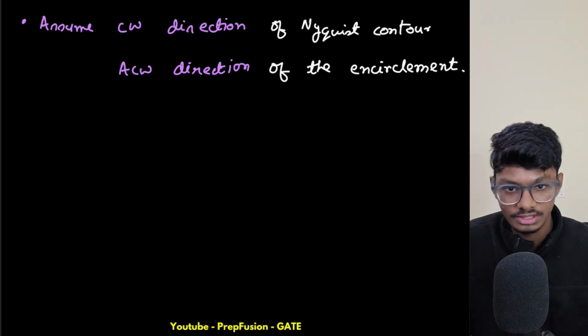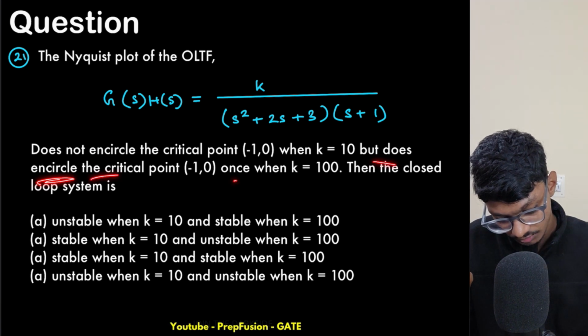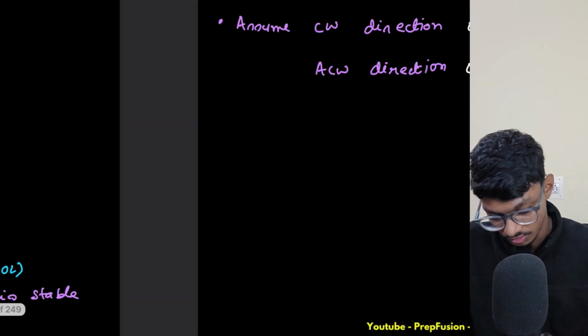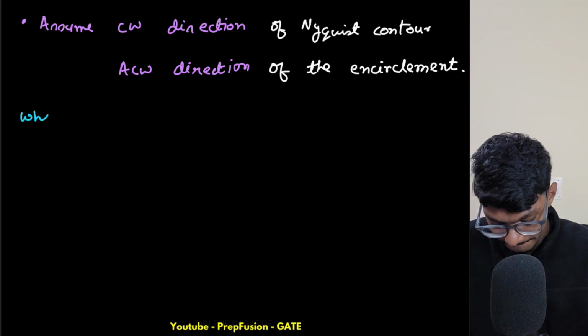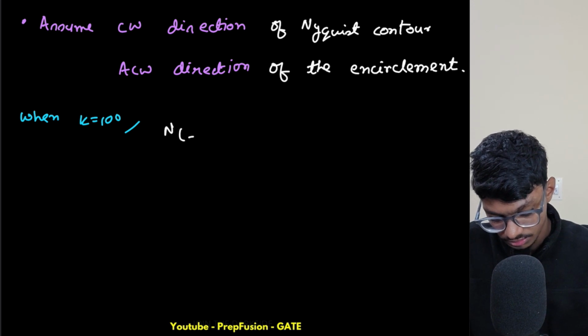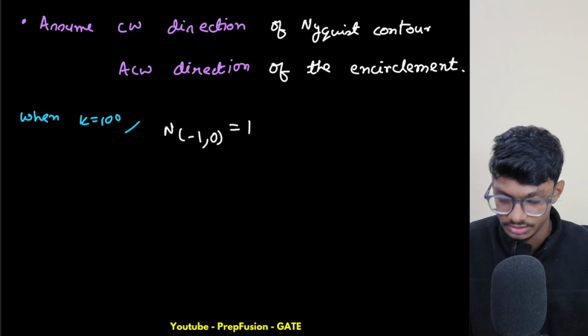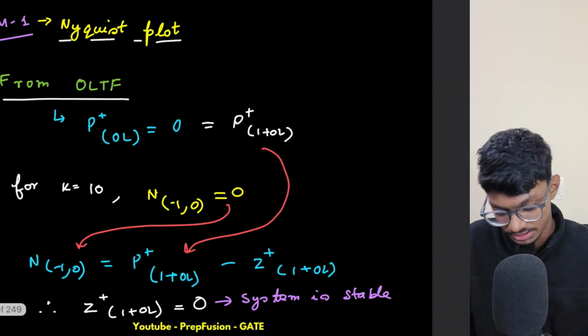Now here it is given 1, right? It does encircle the critical point once. For k equals 100, I assume it is anti-clockwise, so it is 1. So my P, that is same, right? P plus this is same, this doesn't change, right?